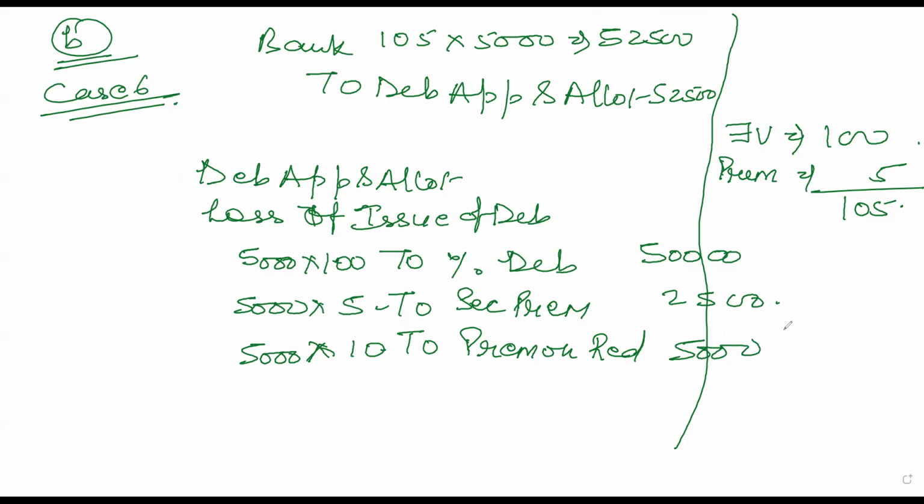Clear? Okay, there were not 5,000 debentures. These were only 500 debentures. That is why it is 500, 500, 500. Write it down: 500 here, 500 here and 500 here.